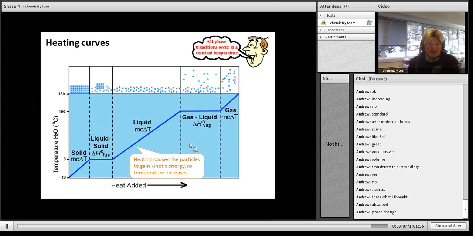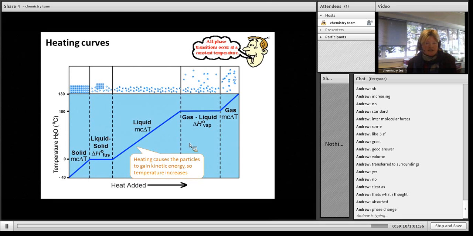So that's what I've said. The heating causes the particles to gain kinetic energy in the interim phase, but when we're at the boiling point or the melting point, the heat is being used to break the intermolecular forces.